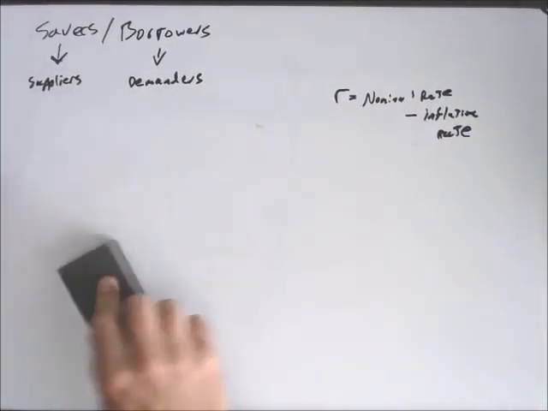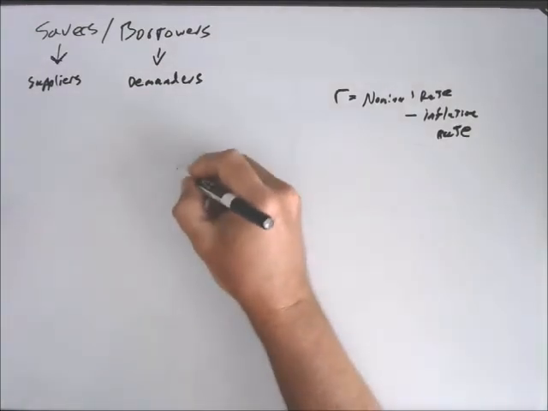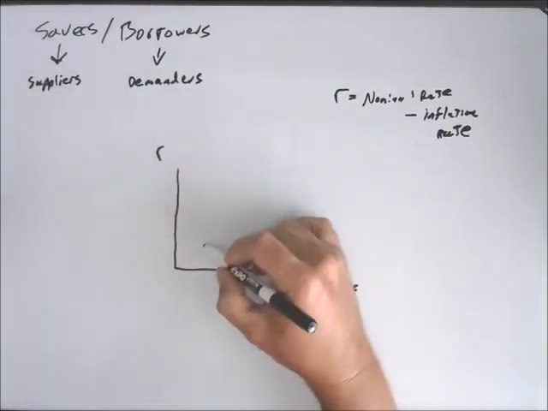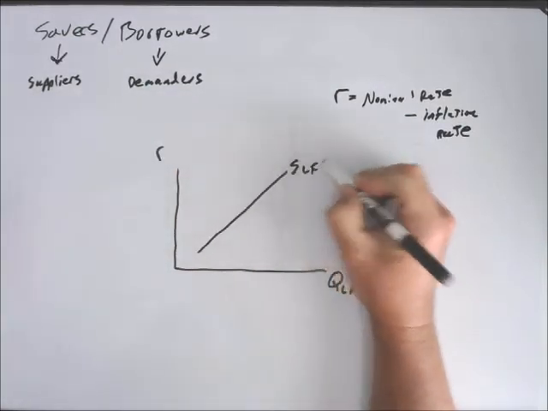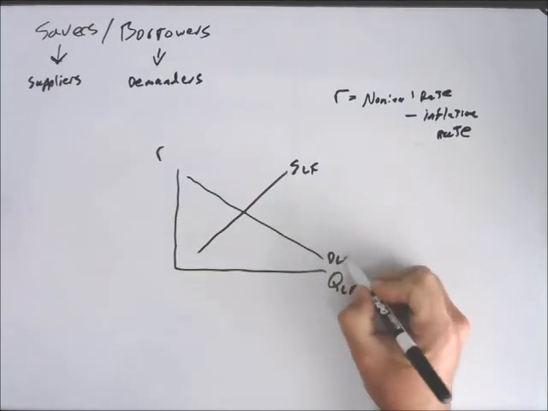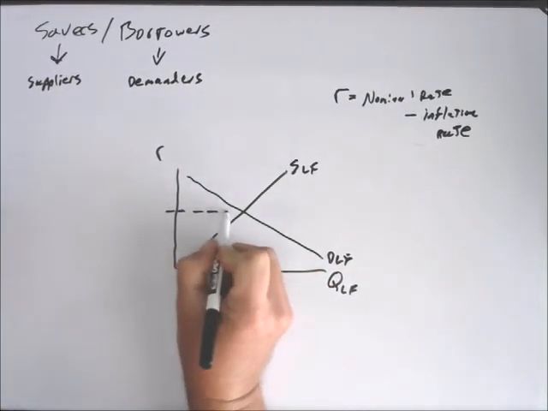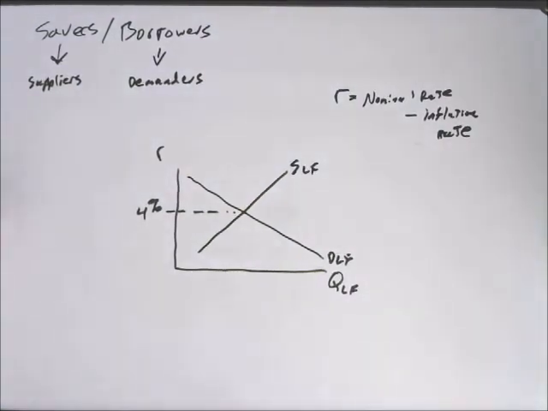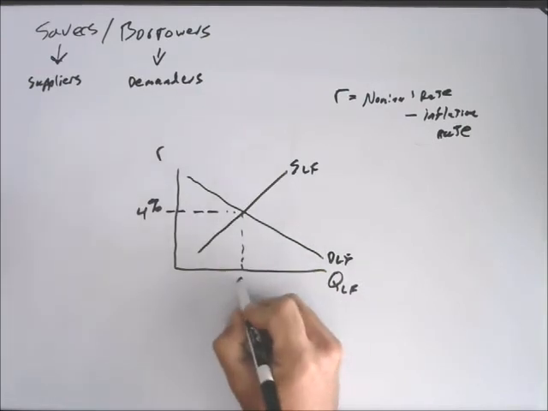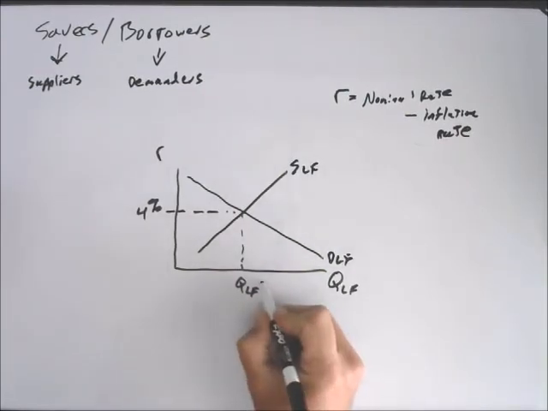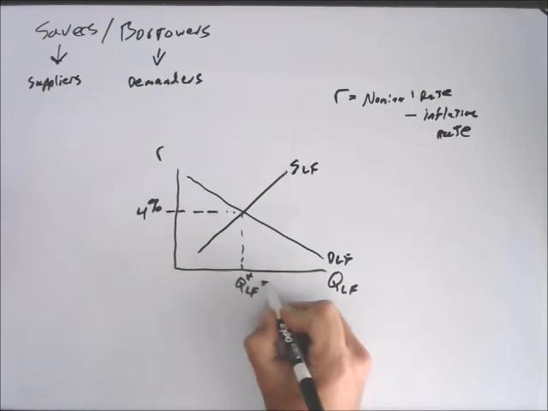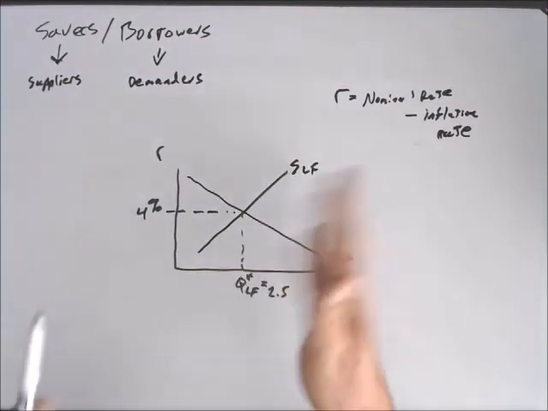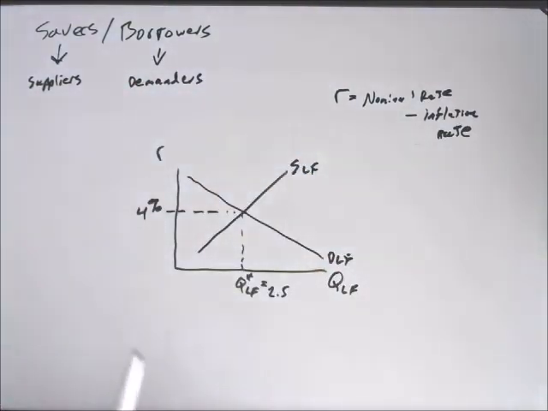So let's flip that around. What if interest rates are relatively low? So we've got the quantity of loanable funds, we've got the interest rate, supply of loanable funds, demand for loanable funds, and let's put our equilibrium interest rate back at 4%, say. And quantity of loanable funds, I don't know. Let me just make up a number. Let's say equilibrium quantity of loanable funds is $2.5 trillion in the market. Okay, it really doesn't matter. The interest rate's more important.